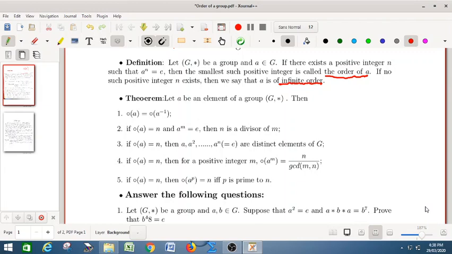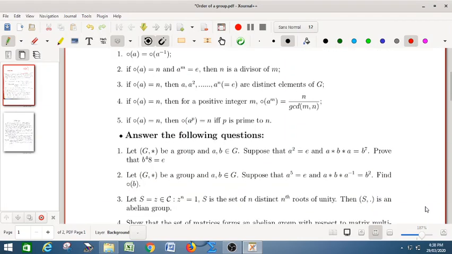Next, let's come to a few questions on order. You have the following assignments for the order. Try them yourself; better you try it. After that we'll discuss. In the first question, suppose a square is e, and a star b, a star b, a star a is equal to b to the power 7. Prove that b to the power 48 is equal to e. There is a writing mistake; the power should be 48.